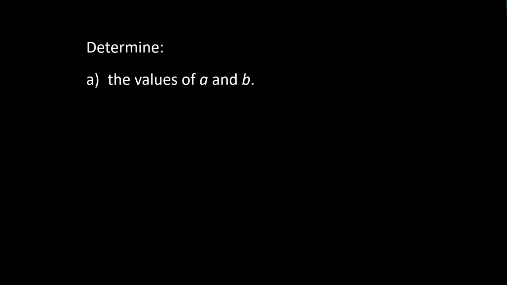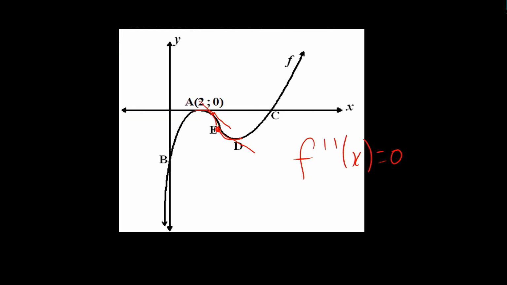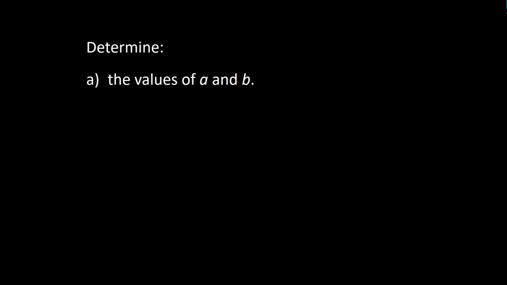All right. The first question says find the values of a and b. So let's have a look at what they've given us. We've got an equation where the values of c and d are known, and all we've got is the point A, which is your local maximum turning point. So using that information, how am I going to find the values of a and b? Well, there are two things you're going to do. Remember, A, the point (2, 0), is a turning point. That means my derivative f prime of x at the point 2 will be 0.